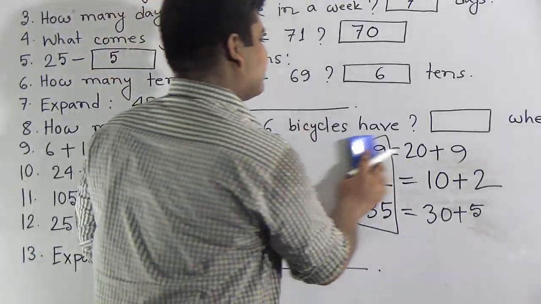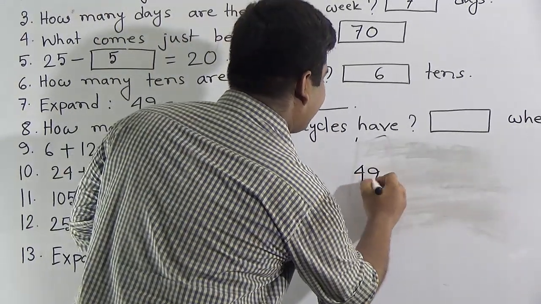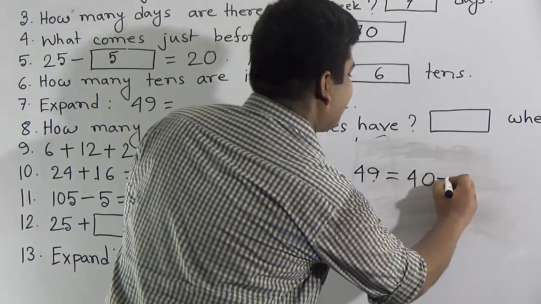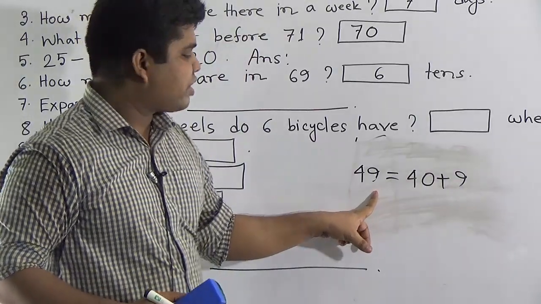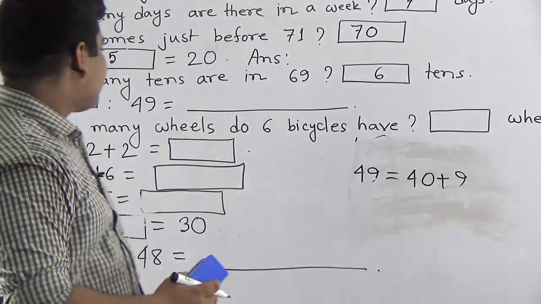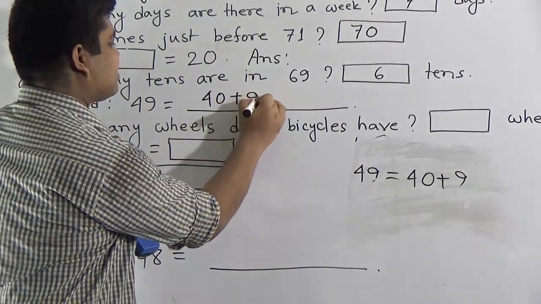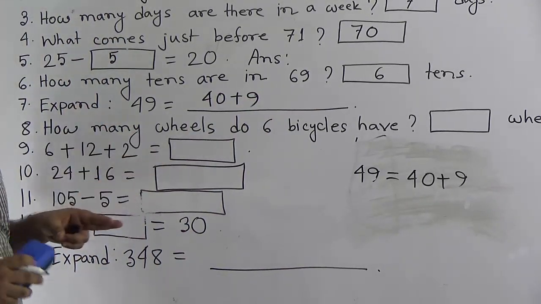Just like this, we expand 49. How can we write 49? We write 40 first, then plus 9. If we add 40 with 9, then we get 49. So the expanded form of 49 is 40 plus 9. So now we write 49 equal to 40 plus 9. I hope you understood how to expand any number.